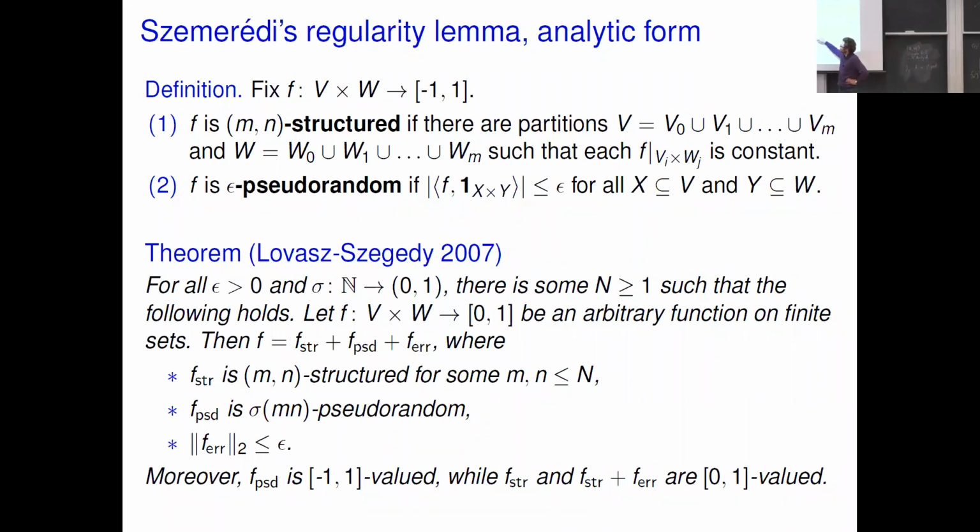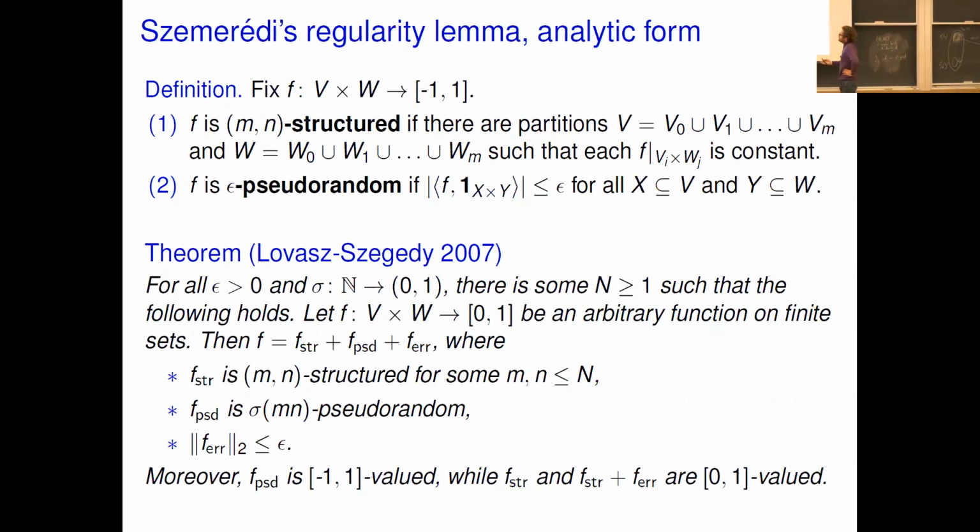So the first part is a structured part. It's structured for some m and n bounded by n. The second part says that is a pseudo-random part, and it's extremely pseudo-random. It's not just epsilon pseudo-random, but it's sigma of mn pseudo-random. So the pseudo-randomness is very, very well controlled by a function. And then finally, the error thing just has small norm. Okay.